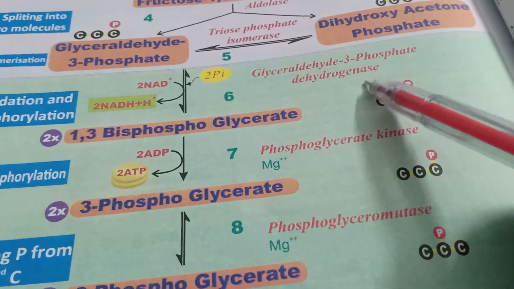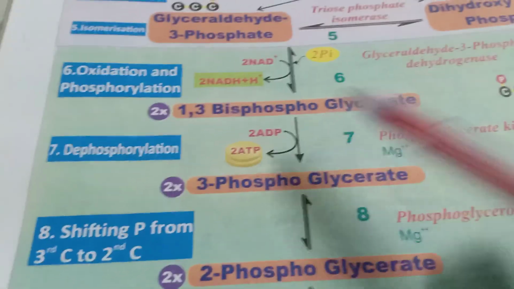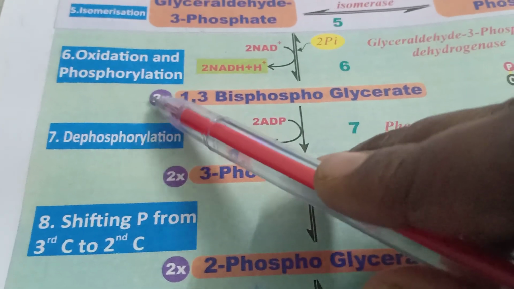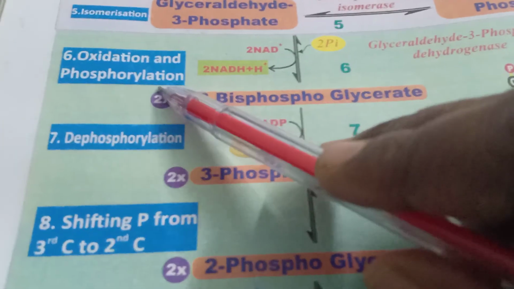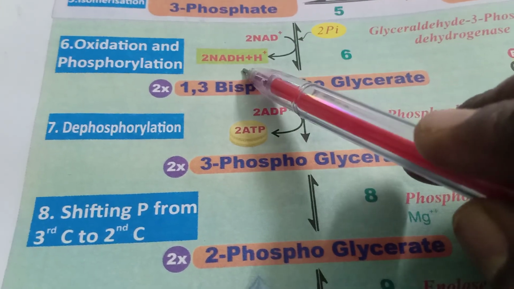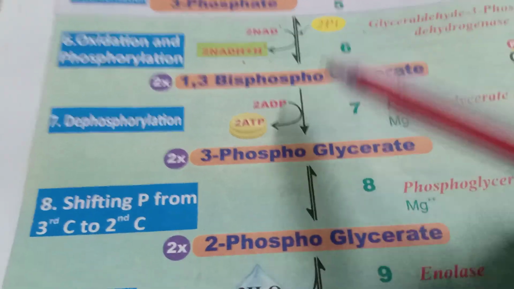This is taking place in the presence of the enzyme glyceraldehyde 3-phosphate dehydrogenase, and this process is called oxidation and phosphorylation. First oxidation is taking place, then a phosphate is added to it. You can see here NAD is converted to NADH. Not only that, a phosphate is also added to it.